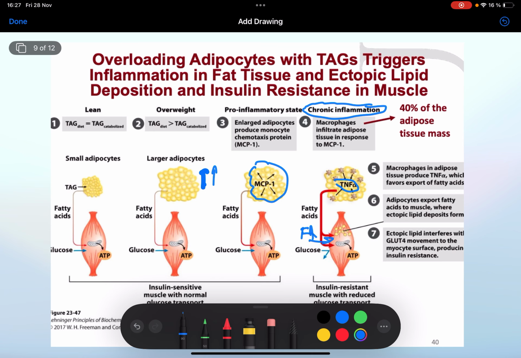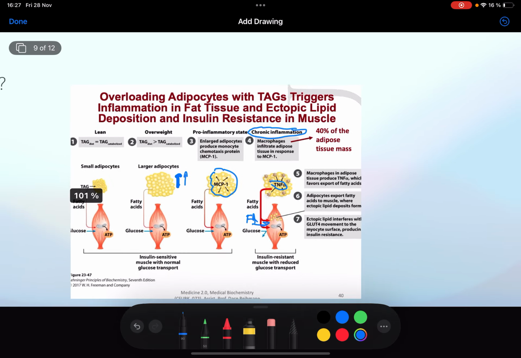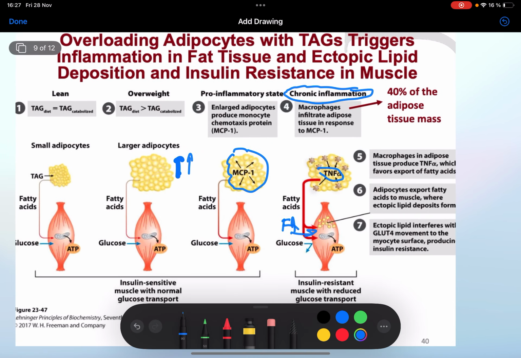And when this fatty acid is entering this muscle and liver, it will interfere with the GLUT4 movement. And when it interferes with the GLUT4 movement, it will not allow the glucose to be taken up by the muscle and the liver. And this is why you are becoming insulin resistant if you are obese, or if you have a very high level of overweightness.